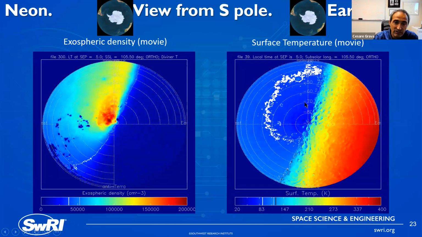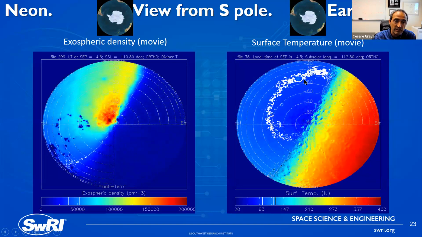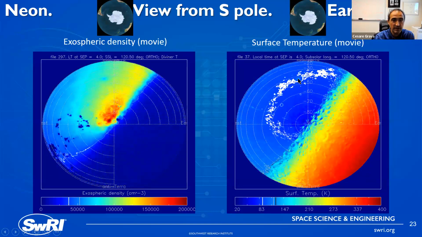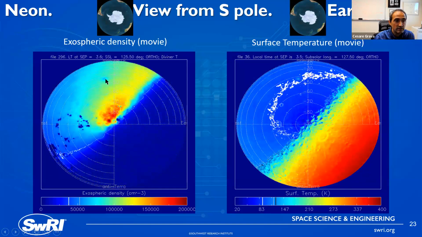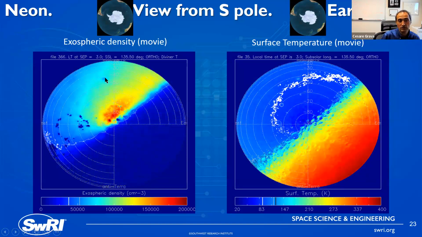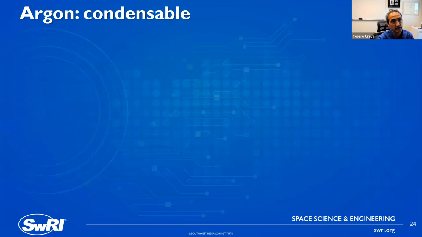Oh, one thing to notice is that look at this spot here where I have the cursor. This is like a warmer region in the night side temperature from the Diviner map. And in fact, it shows as a hole in the exospheric density, which is again an effect of the lunar surface temperature on the exosphere. Now let's go with the argon condensable gas.